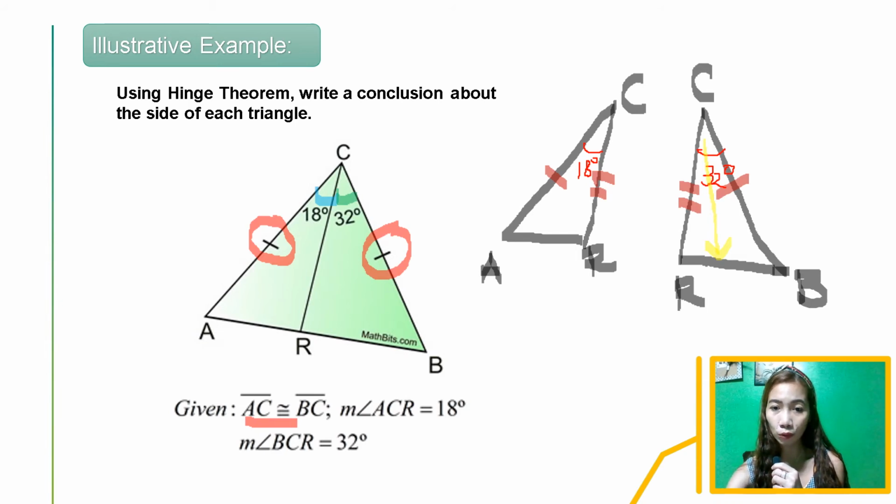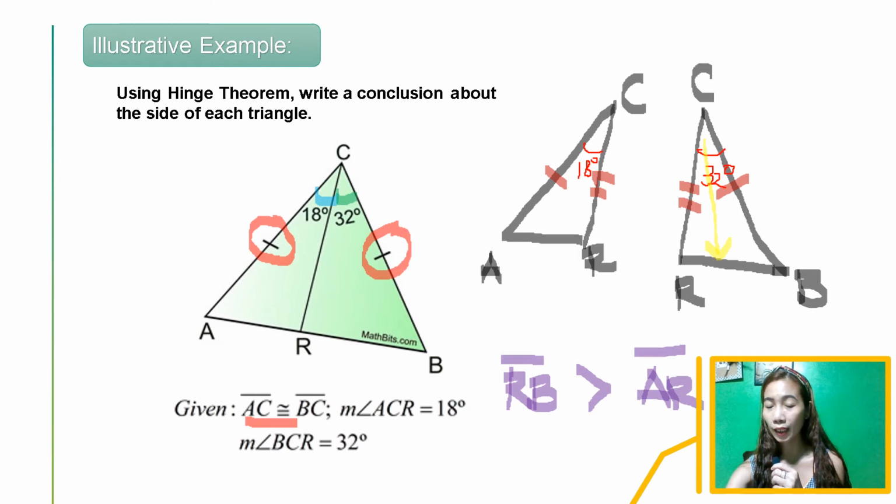So therefore, our conclusion is that segment RB is greater than segment AR. Why? Because the included angle of triangle RCB is bigger. Its included angle, which is 32 degrees, is larger compared to 18 degrees. That is why segment RB is longer compared to AR. So, that's it.